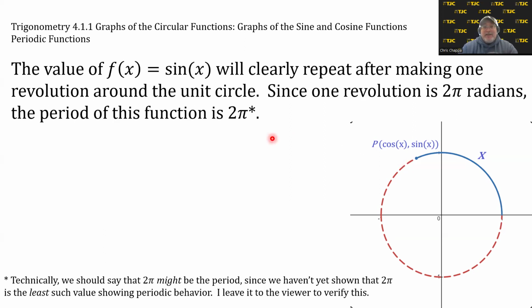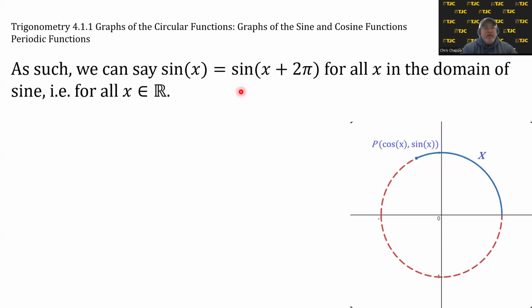Now, technically, we say it might be the period since we haven't verified that 2 pi is the least such value showing periodic behavior, but I'll leave it to you to verify that no smaller positive value works as the period. As such, we can say sine of x equals sine of x plus 2 pi for all x in the domain of sine. In other words, for all x in the real numbers.